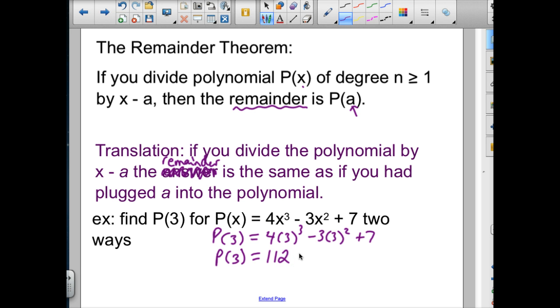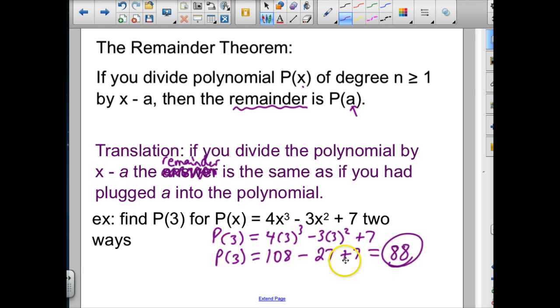I'm going to check that. No, I don't know where I got 112 from. It's 108. Good thing I checked. See, if I were there right now, you guys would be doing the math for me. 3 squared is 9. 3 times 9 is 27, and then plus 7. So my answer would be 108 minus 27 plus 7 is 88. So the answer I get when I plug 3 in is 88.